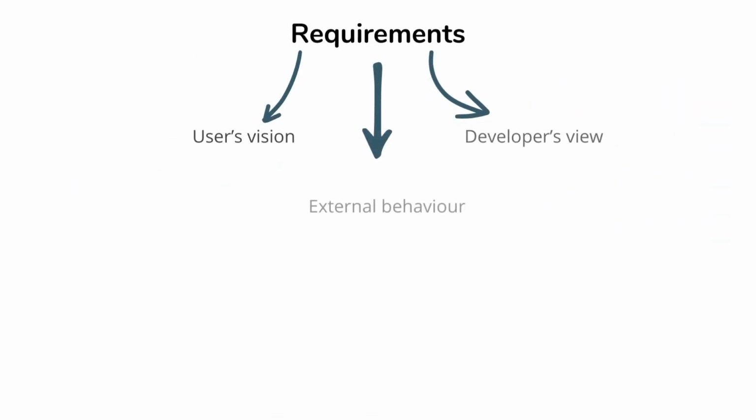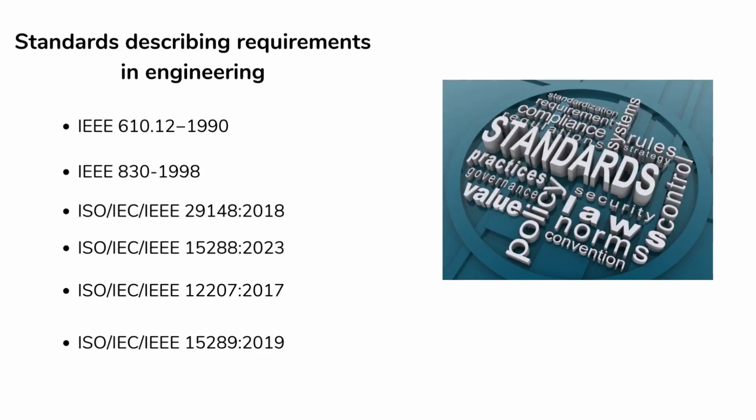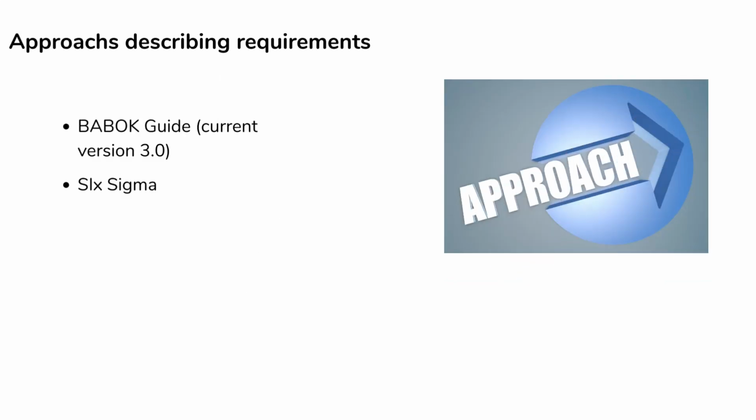The requirement covers the user vision, the external behavior of the system, and the developer's view of the internal characteristics of the system, service, or product. The slide provides a list of the main ISO standards related to the system and software engineering lifecycle processes, and approaches describing requirements such as Six Sigma and BABOK.